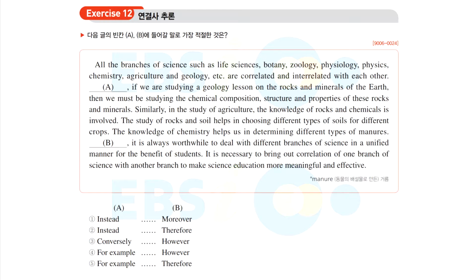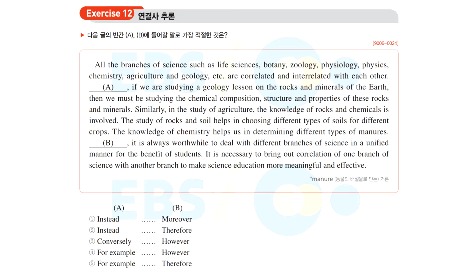Exercise 12. All the branches of science, such as life sciences, botany, zoology, physiology, physics, chemistry, agriculture, and geology, etc., are correlated and interrelated with each other. For example, if we are studying a geology lesson on the rocks and minerals of the earth, then we must be studying the chemical composition, structure, and properties of these rocks and minerals. Similarly, in the study of agriculture, the knowledge of rocks and chemicals is involved.